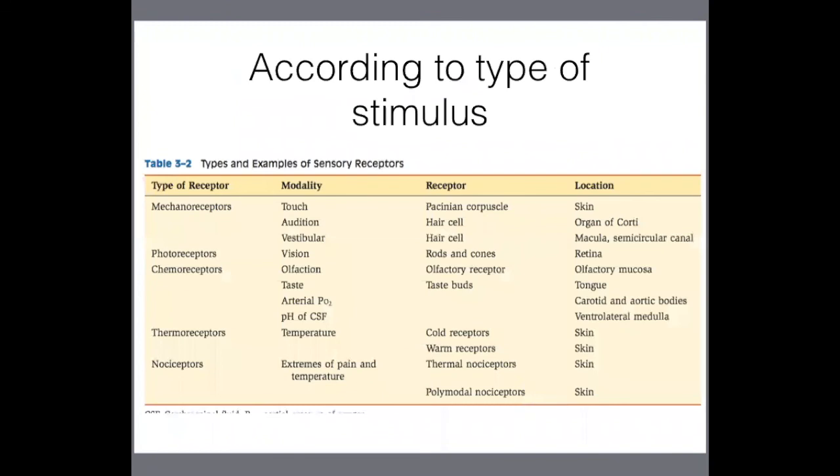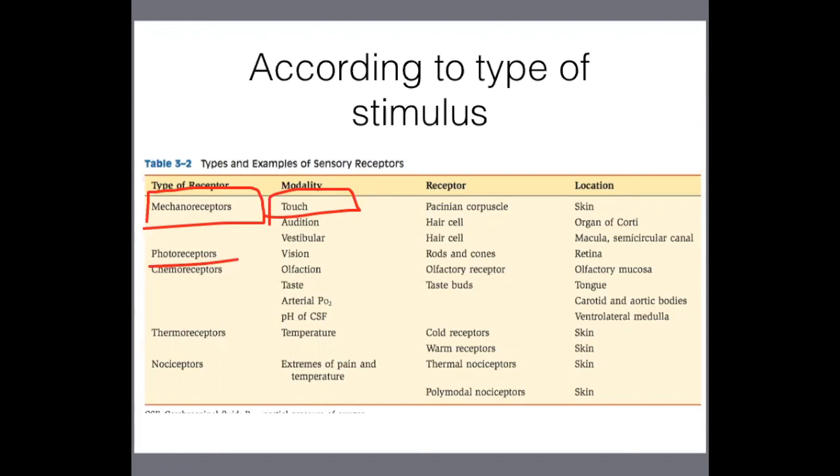Okay. The last classification is according to the type of stimulus, meaning the stimulus we have is of a certain type. First we have mechanoreceptors. Mechanoreceptors are for mechanical energy, which means touch, pressure, things like that. Okay? Then next, photoreceptors. The photoreceptors are for vision.